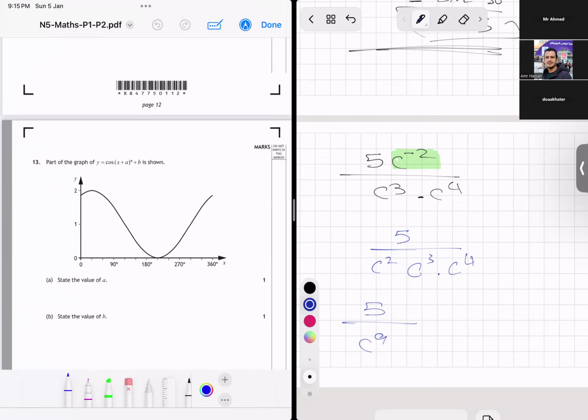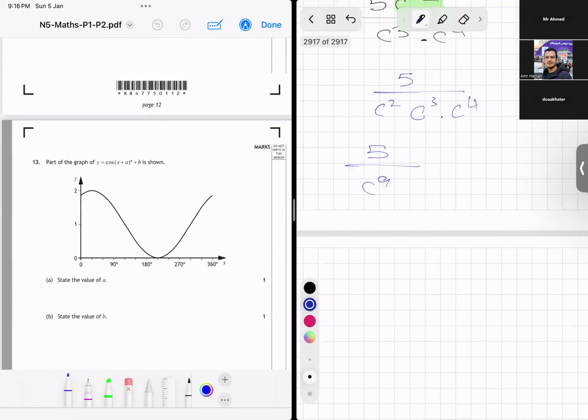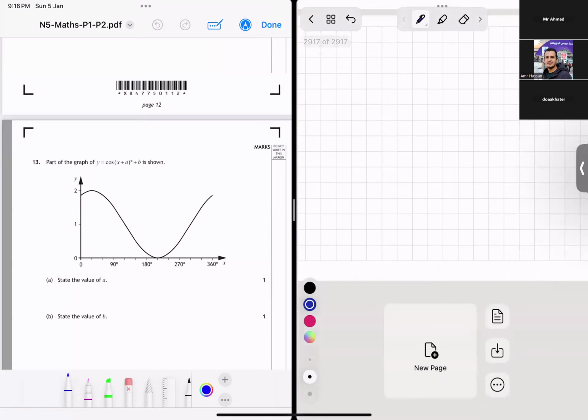This one sounds like it's not complicated, honestly, but you need to understand how it works. This one, it's kind of graphing the cosine, which makes sense. The cosine, it starts from 1, right?